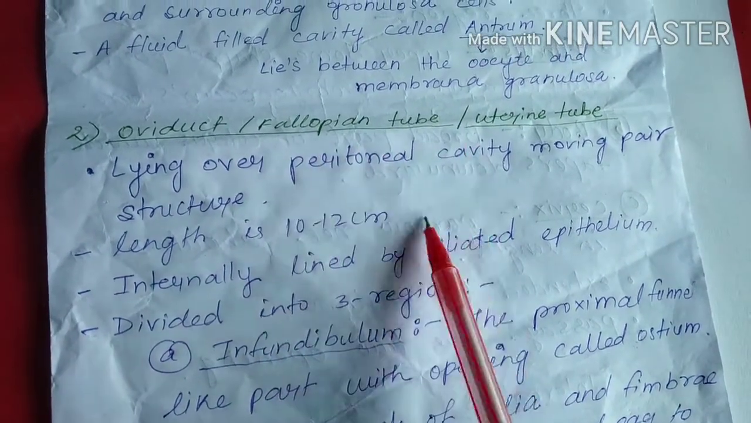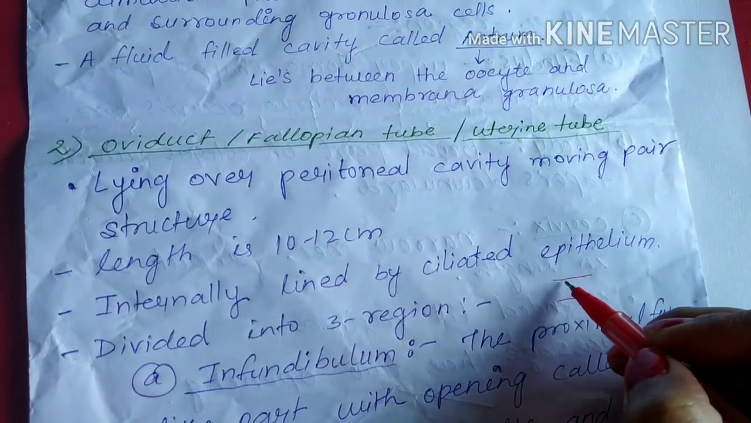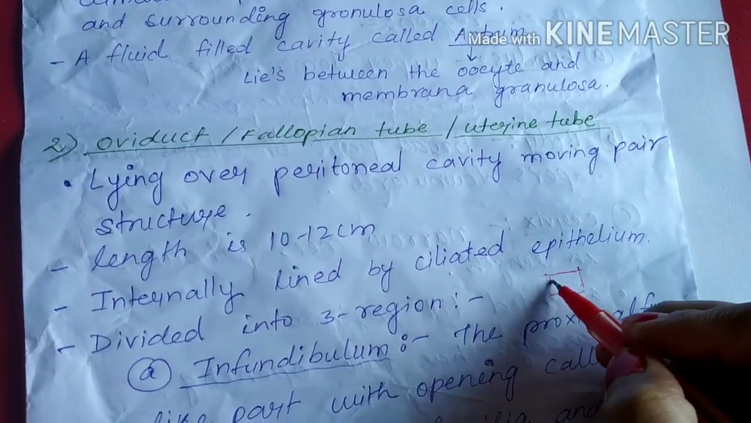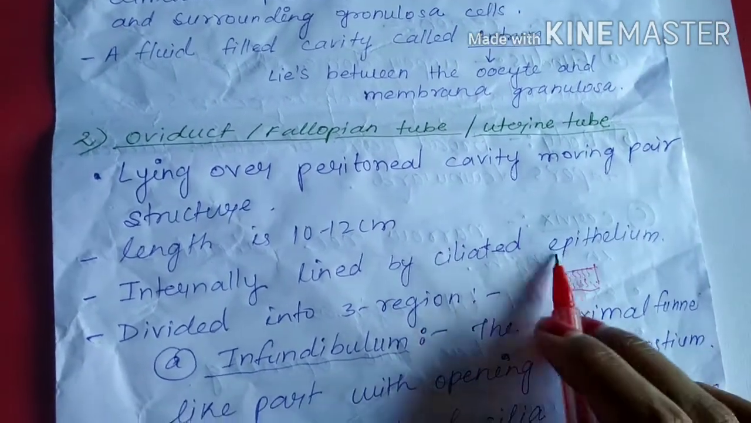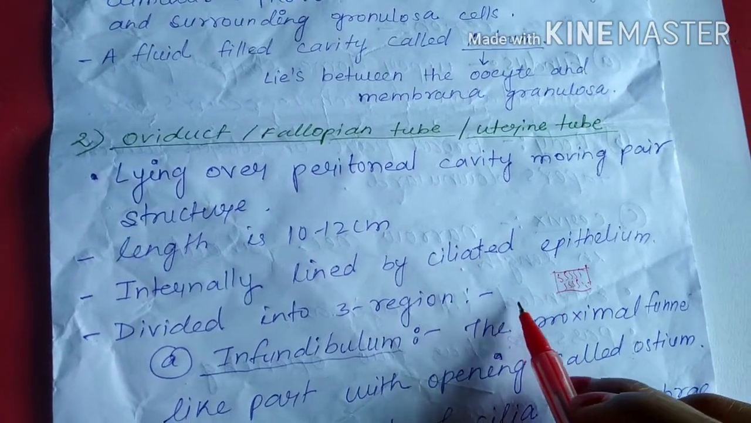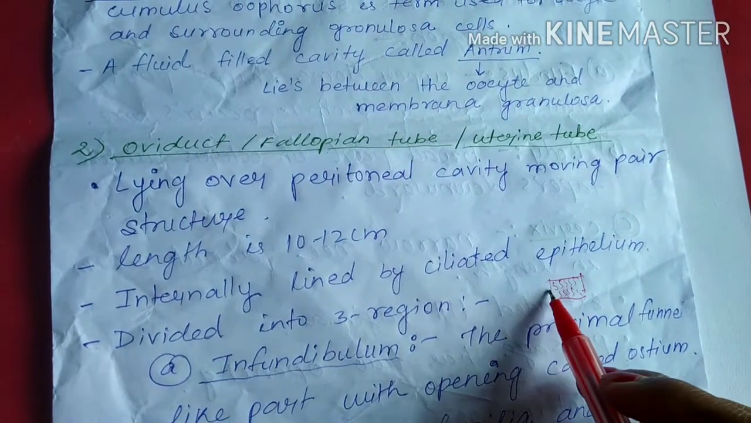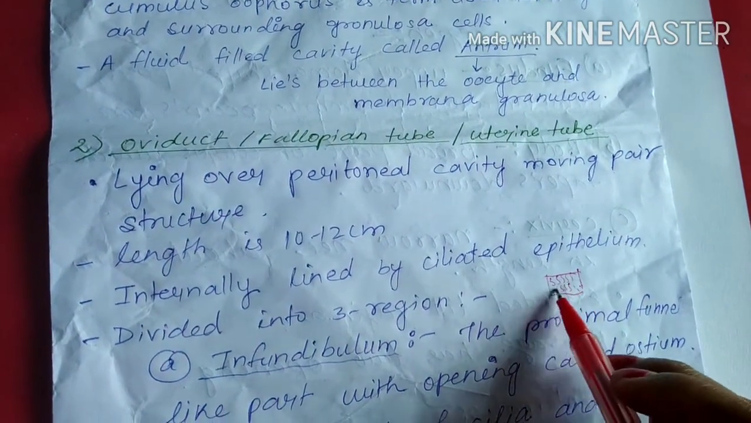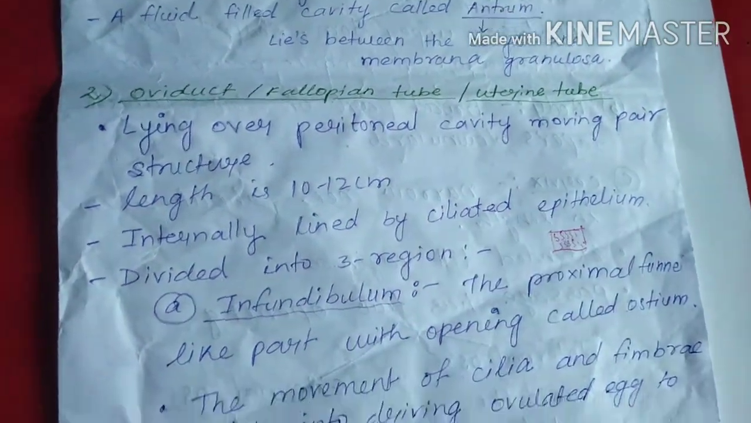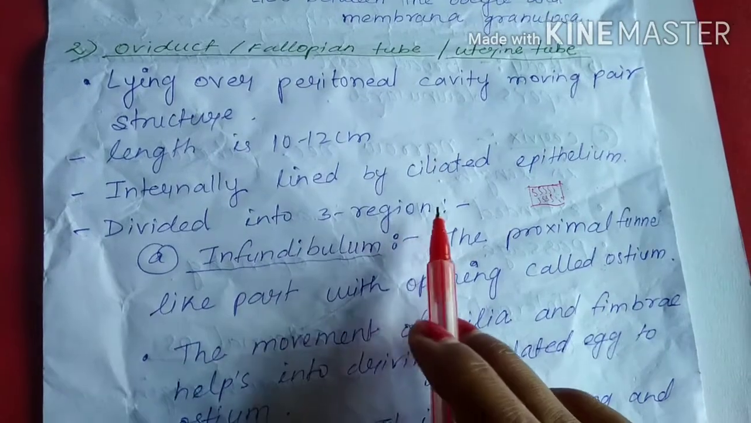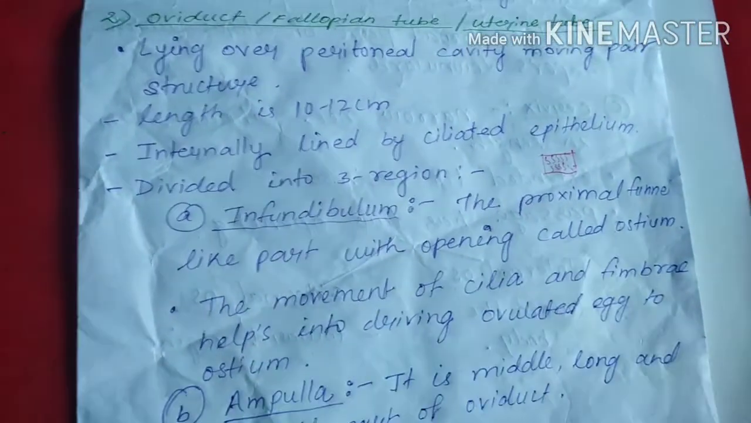Internally in this fallopian tube, like if this is a fallopian tube, a small portion of it, here we will find some cilia which help to move the ovum through it. When the ovum comes from the ovary and goes into this tube, the ciliated epithelium helps it to move toward the fallopian tube. It is divided into three regions, that is infundibulum, ampulla and isthmus.